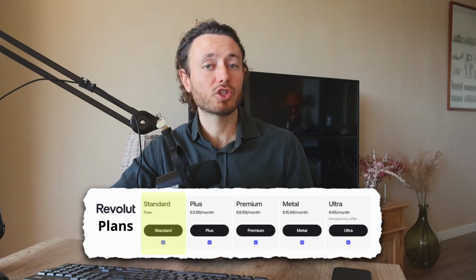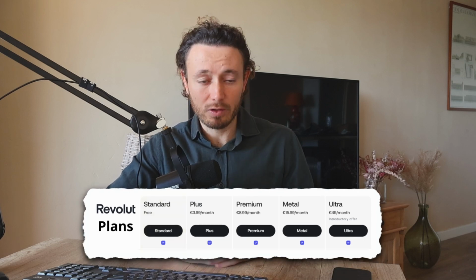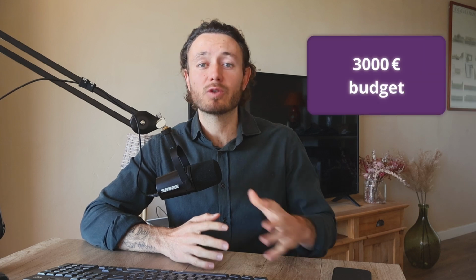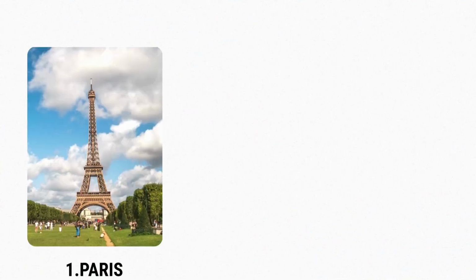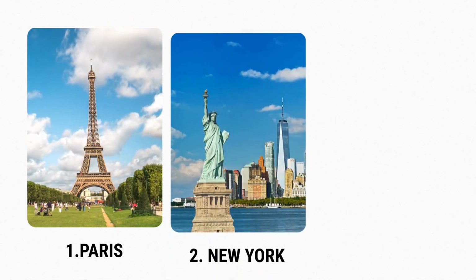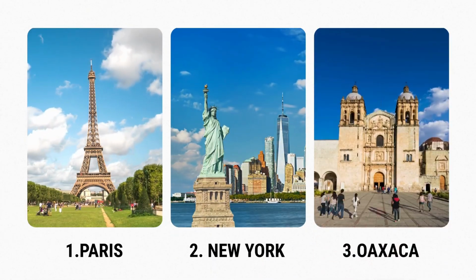Okay, let's build some context in this example. I am from Spain, so I use euros as my local currency. My traditional bank is Banco Santander, but in this vacation trip, I am going to use Revolut to save a lot of money. I am going to use Revolut's standard plan, which is totally free, in order to travel to several countries with a 3,000 euros budget. So here's the plan. First, I am going to go to Paris, then I am going to New York, and finally to Oaxaca, Mexico.